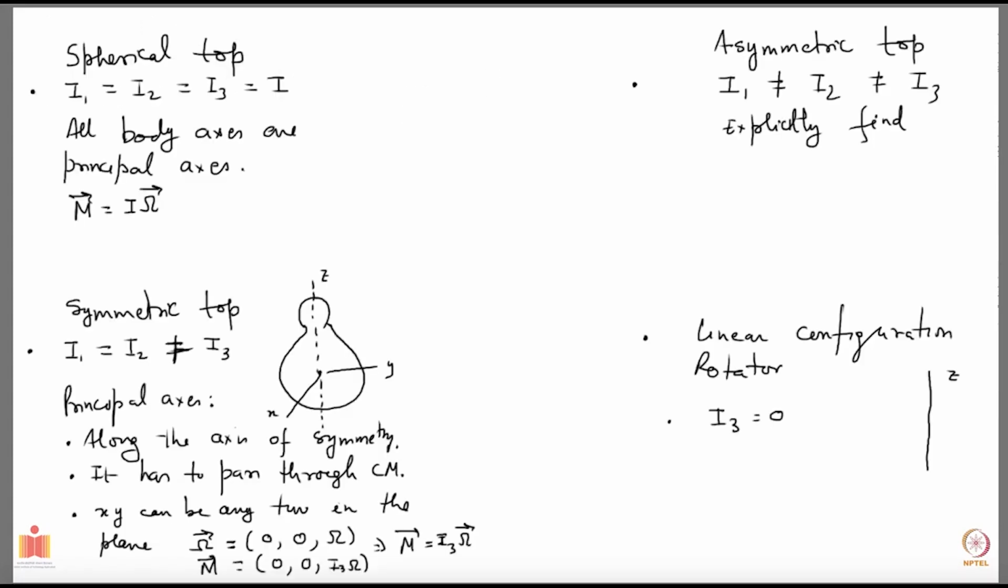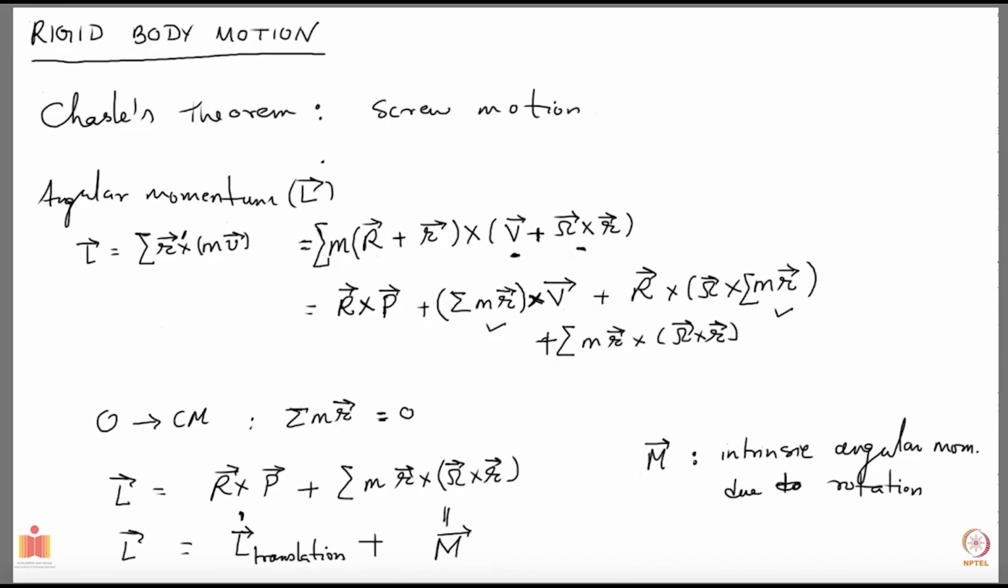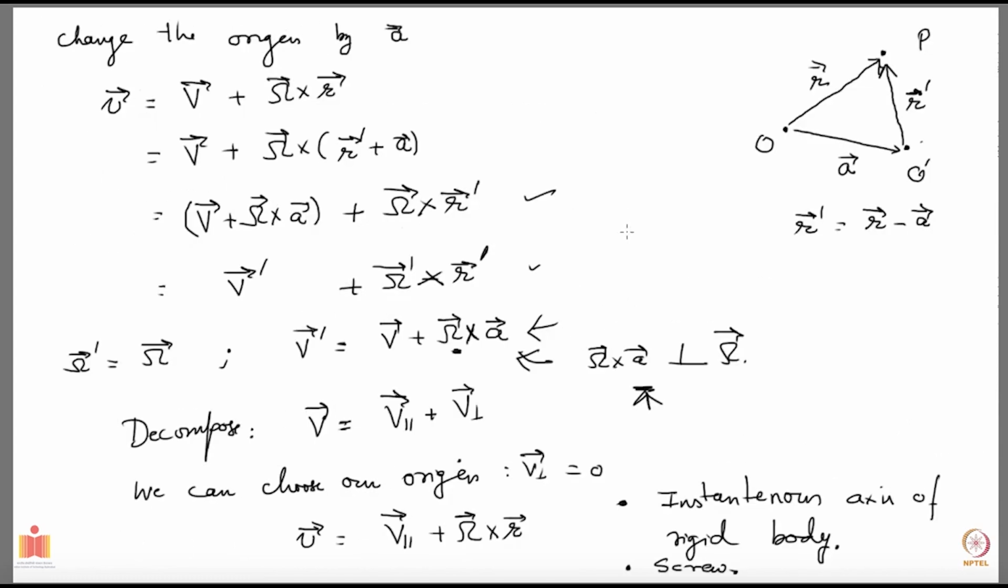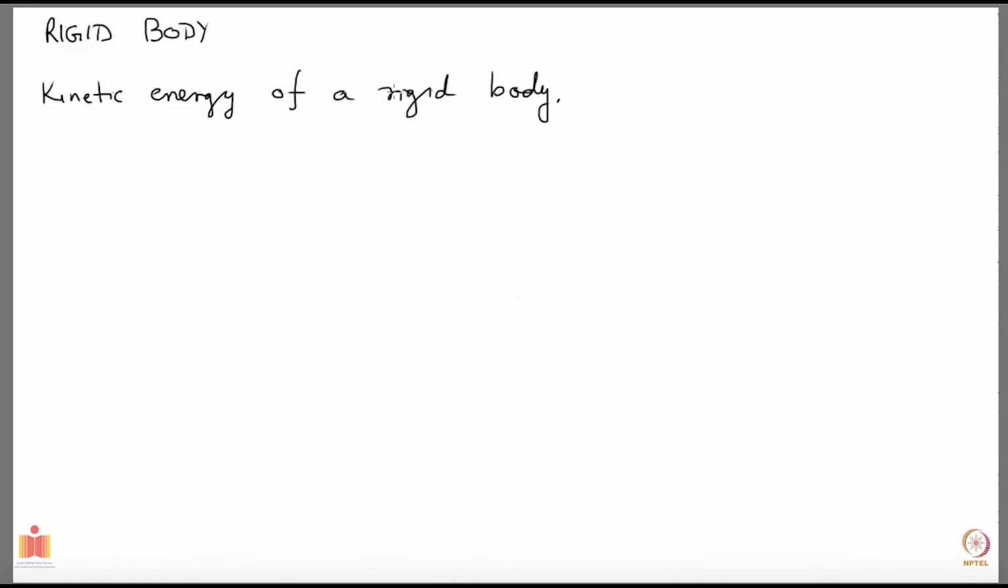Let me go back and see. Here, for example, when we were looking at the angular momentum, the velocity v we wrote down as capital V plus omega cross r. Here, the first line. So that's what I'm going to use. And capital V was the velocity of the center of mass. We are going to take the origin at the center of mass of the rigid body. So capital V would denote the velocity of the center of mass of the rigid body in the space system.